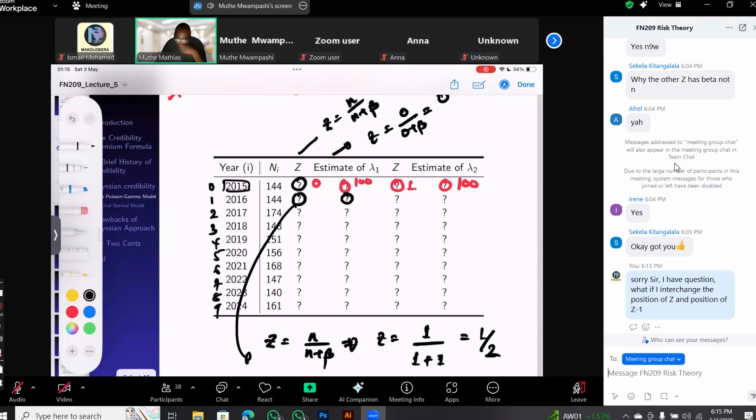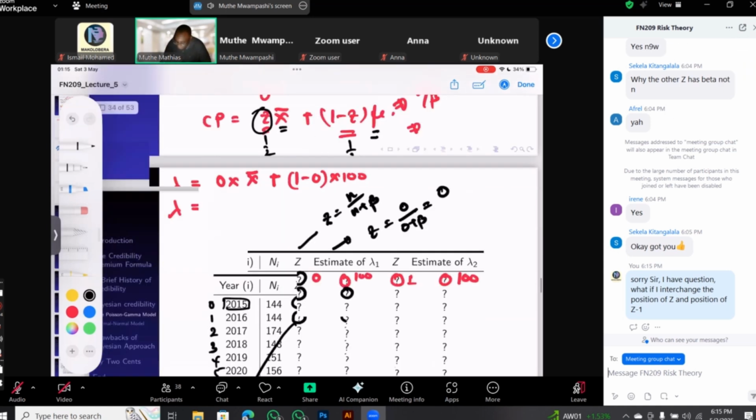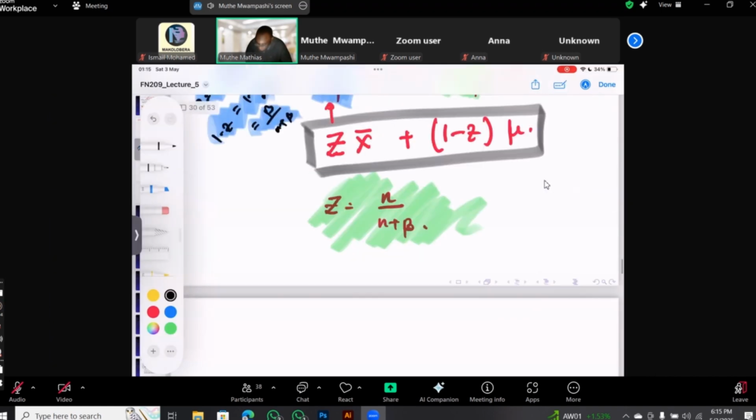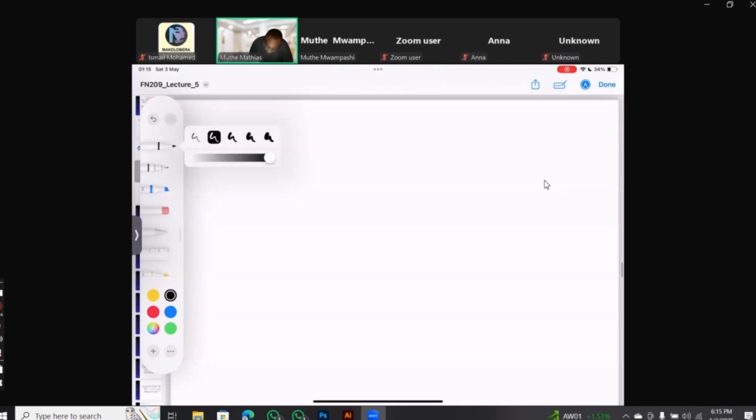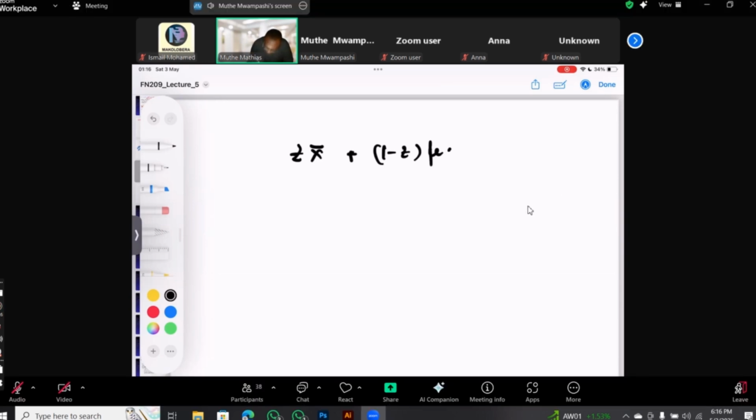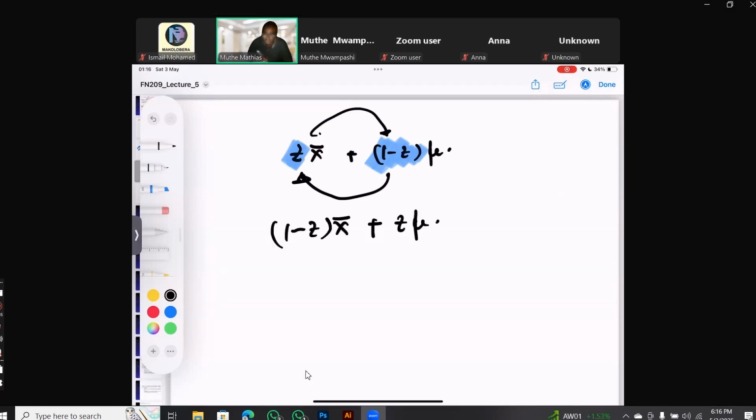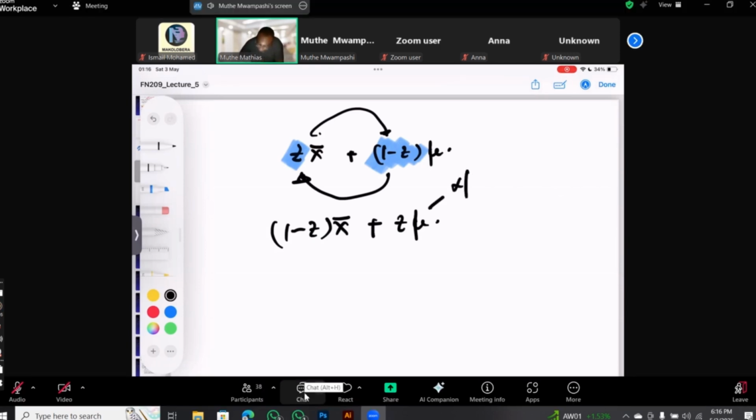What if I interchange the position of Z and 1 minus Z? No, that will be wrong, right? What you are saying is, we know that it is Z x bar plus 1 minus Z and then mu. If you swap this, you are going to have 1 minus Z and then x bar, and then plus Z and then mu. This is wrong, because this is alpha over beta. This is wrong.